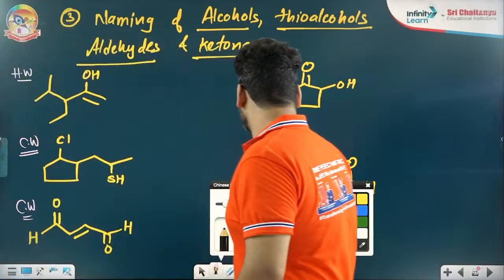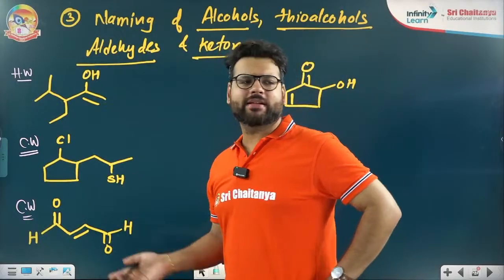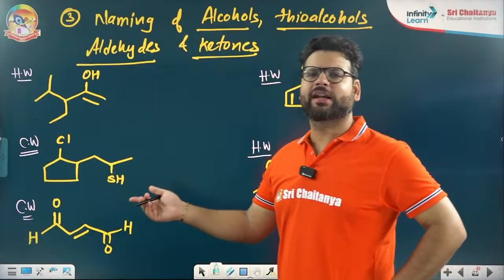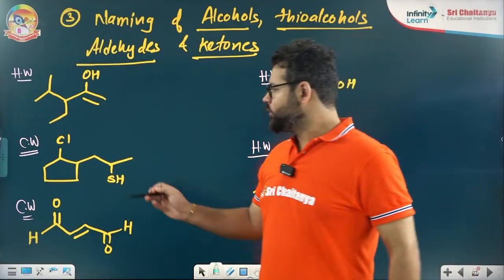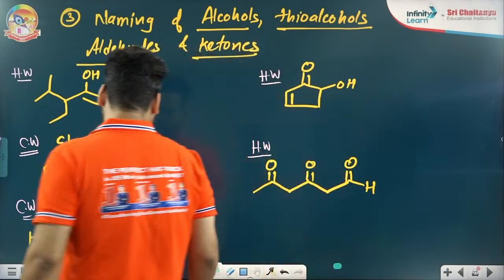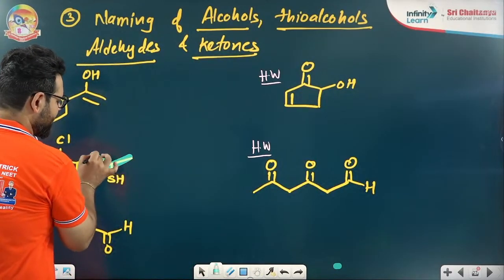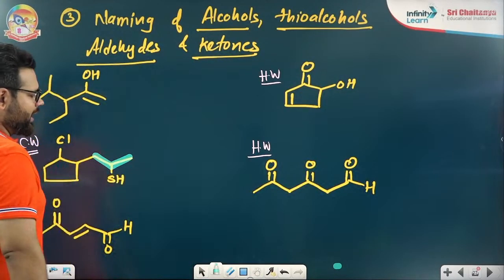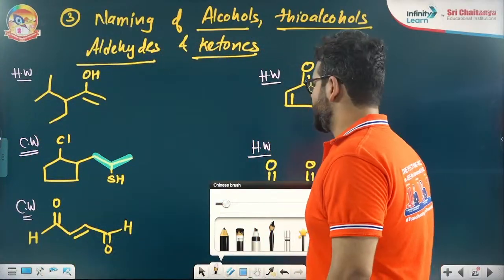Okay. So in this case, I'm looking for the main functional group. SH is the main functional group because this has the suffix thiol. So this carbon must be included in the parent chain. So we cannot take the parent chain as the cycle. We have to take the open chain as the parent chain. 3 carbons I am able to take. There is no 4th carbon, only 3 carbons.